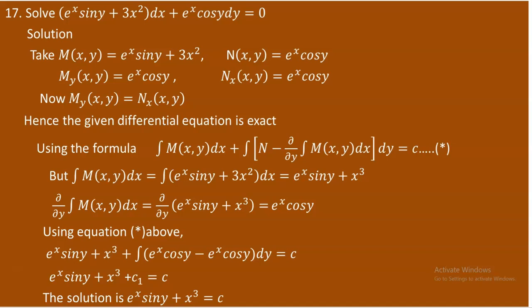So from this, what you need to understand is whenever you are sure that the given differential equation is exact, you can directly apply this formula and find the solution as you see. Next from this we have the next question, and that is: solve e to the power of x sin y plus 3x squared dx plus e to the power of x cos y dy equals 0.